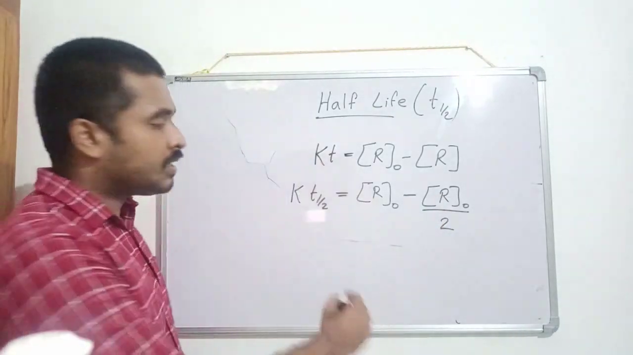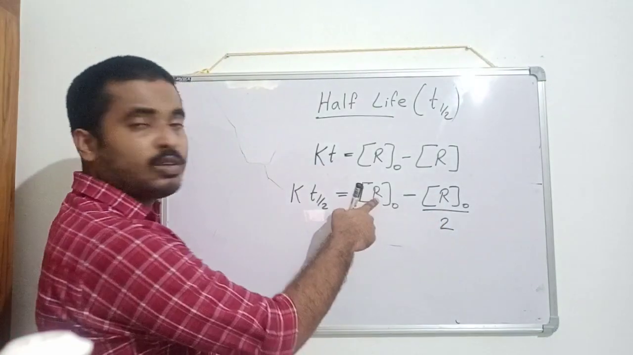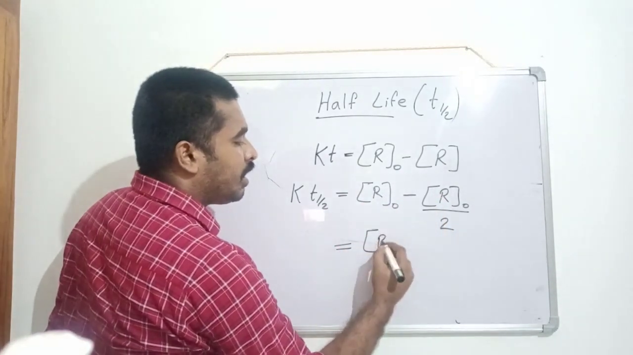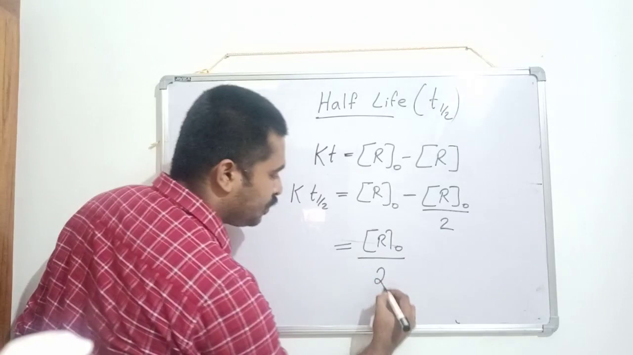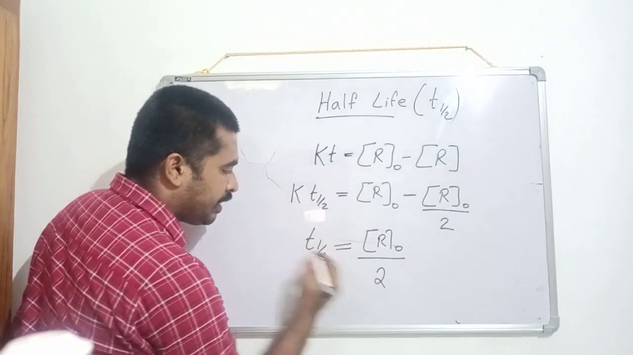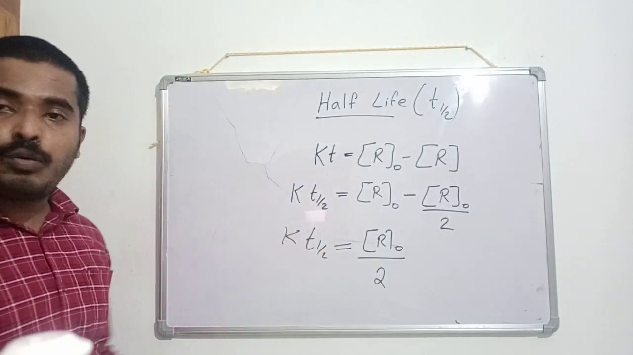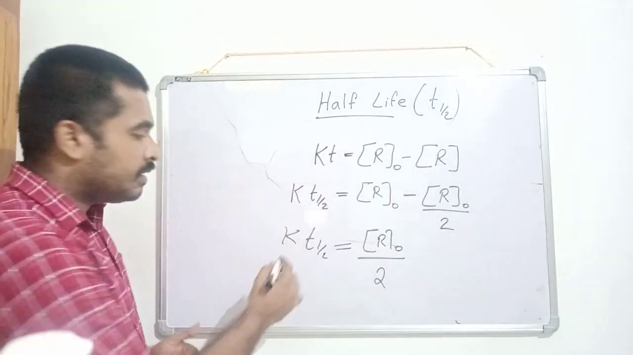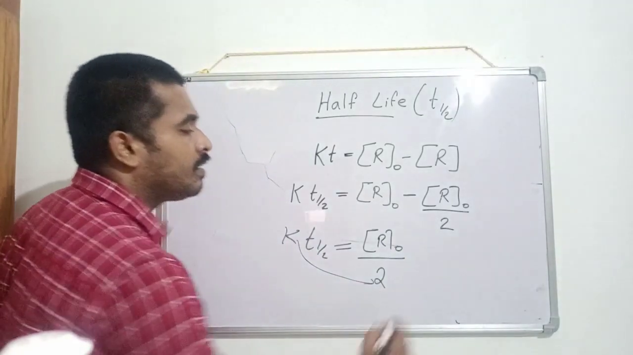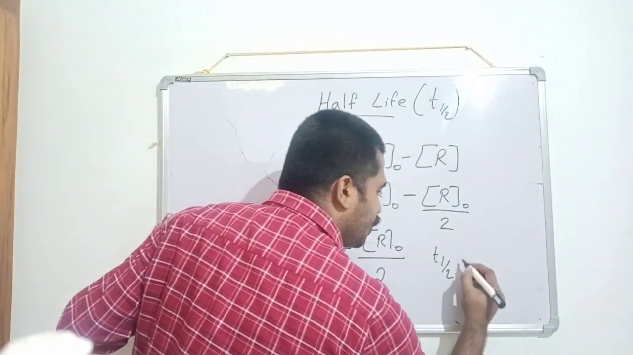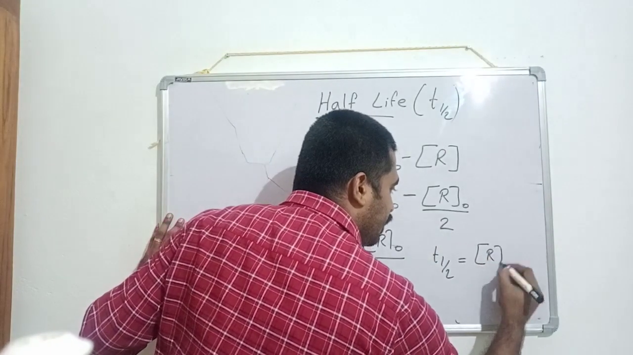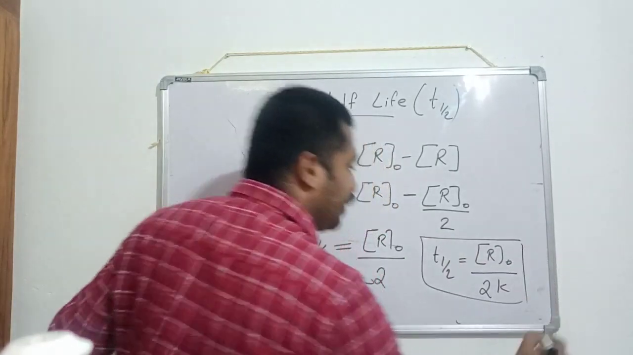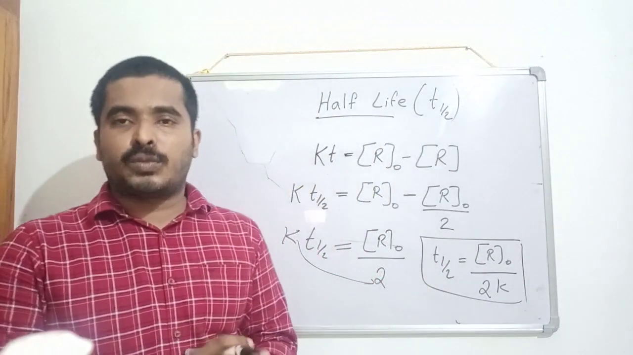Now cross multiply. 2 into R0, 2R0 minus R0, R0. R0 by 2. K T half equal to R0 by 2. Or in the next step, this K will move down. T half equal to R0 by 2K. T half equal to R0 by 2K.